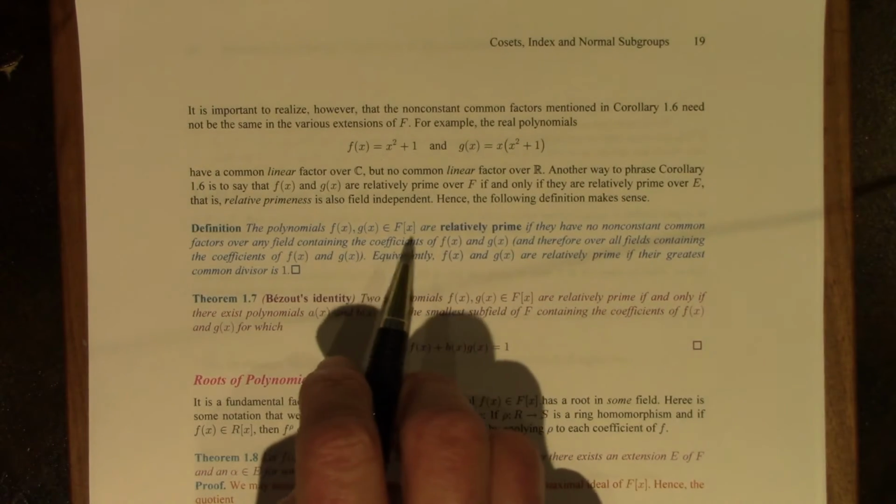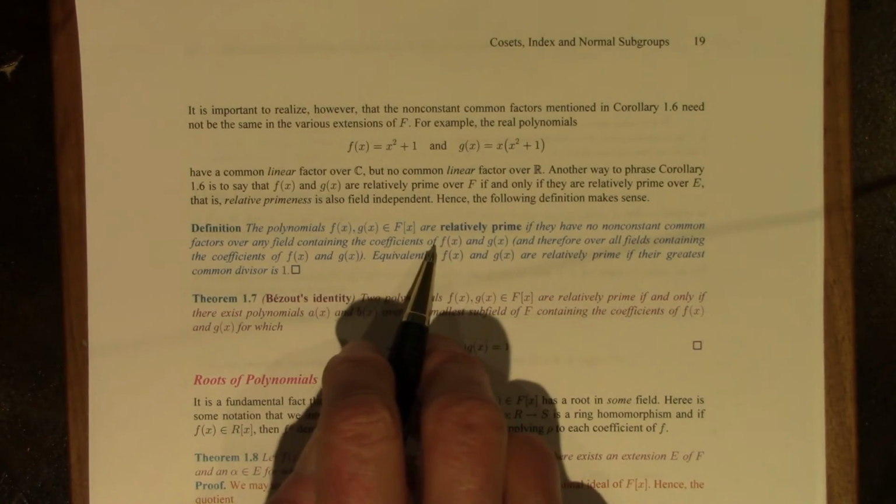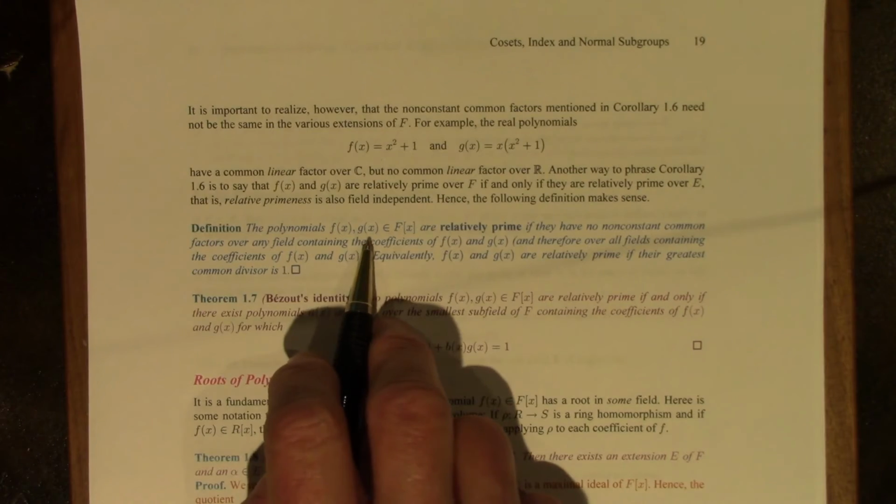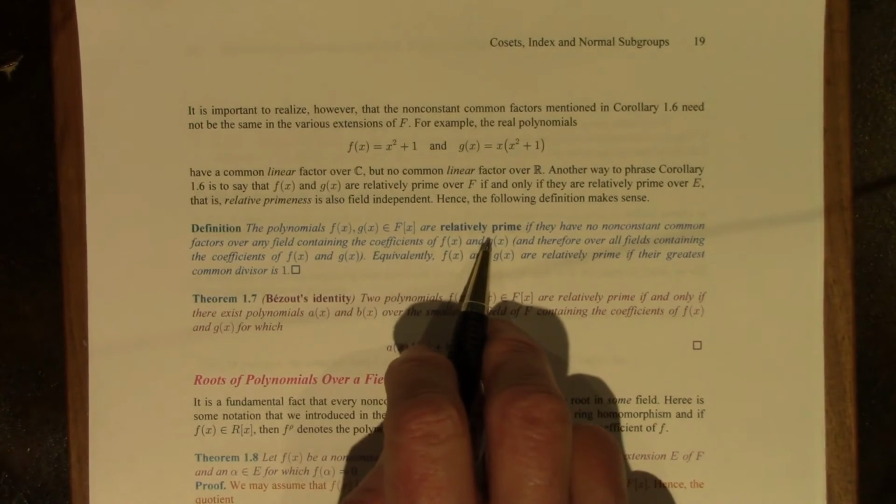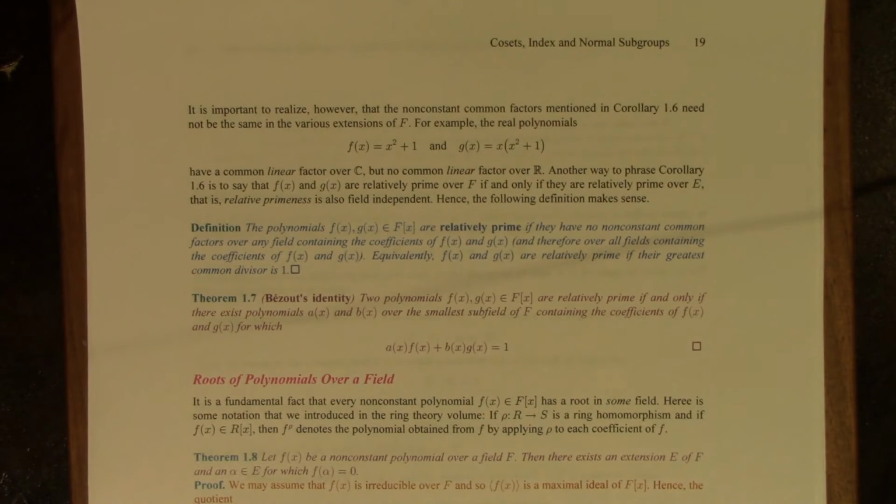But because of this fact, we can define two polynomials f and g to be relatively prime if they have no non-constant common factors, period. Or in fact, over any field containing the coefficients of f and g, and therefore over all fields containing the coefficients of f and g.